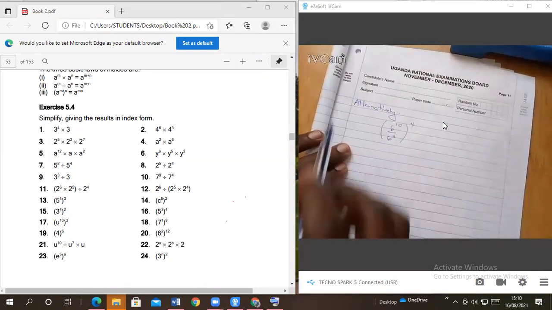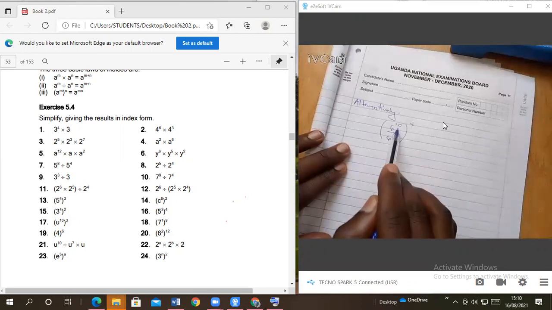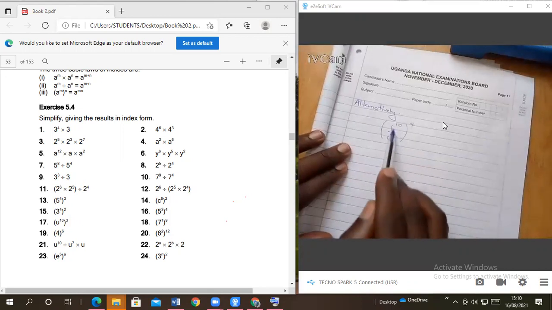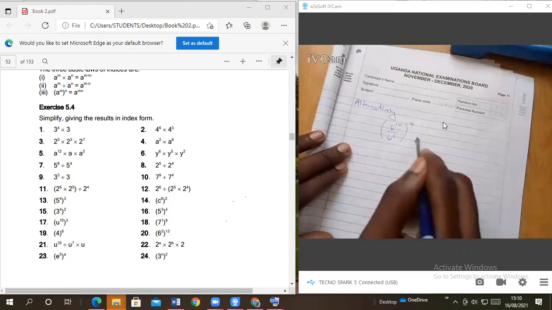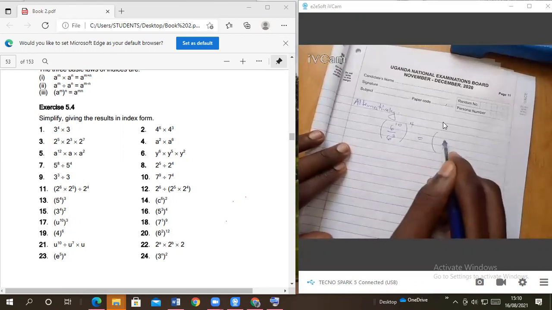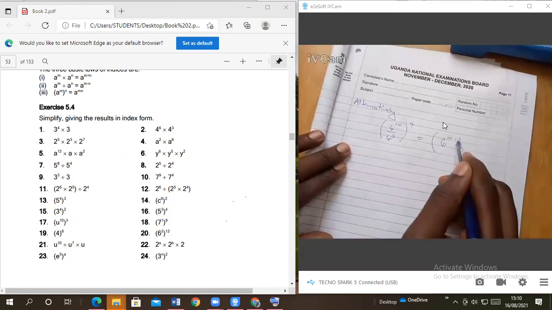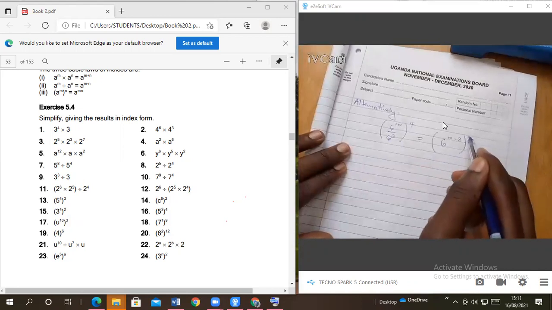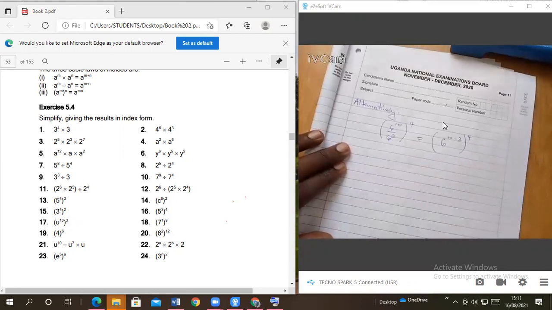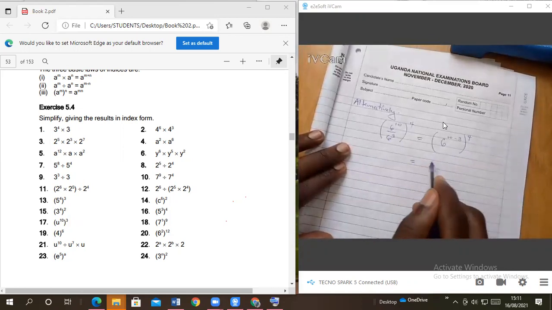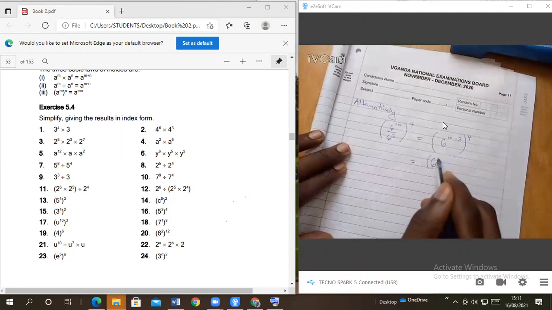What you can decide to do, before taking this power to all of them, is first simplify what is in the bracket. Remember here we are dividing, so it will become 10 minus 3, again raised to another power 4. So this will give us 6 to the power 7, again raised to another power.